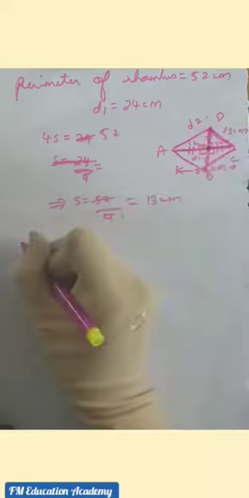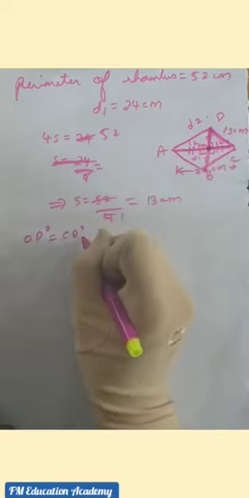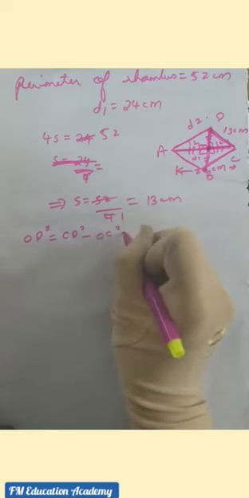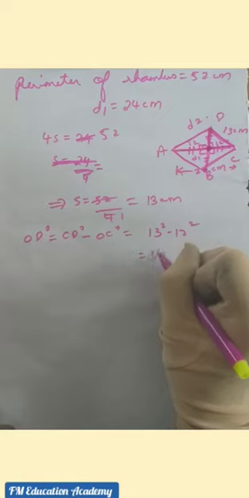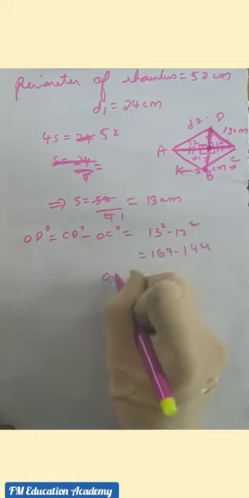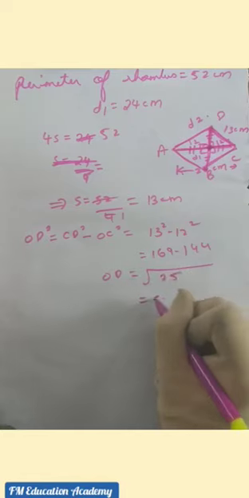So find out OD. How? By Pythagoras theorem, OD square is equals to CD square minus OC square. We know that. So that is equals to 13 square minus 12 square, 169 minus 144. So OD is equals to square root of 25, or OD is equals to 5 centimeter.